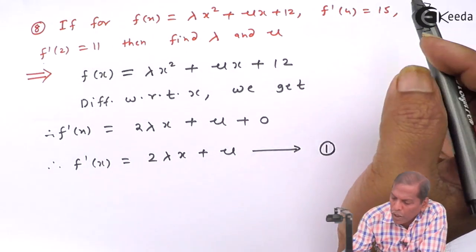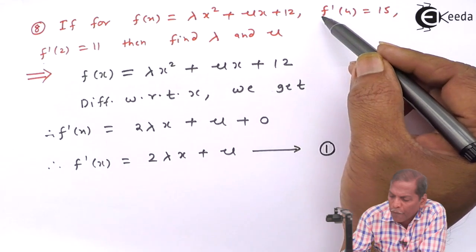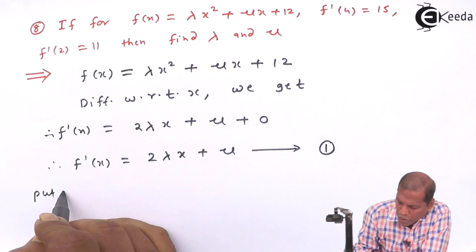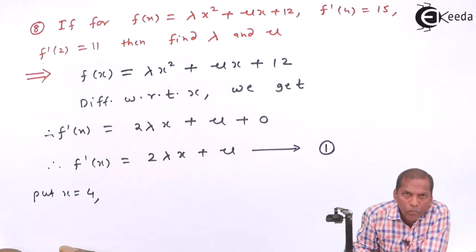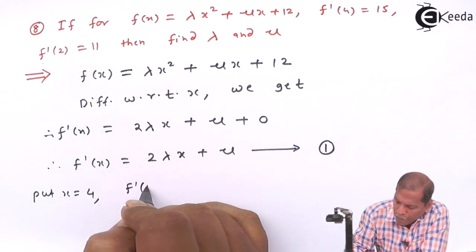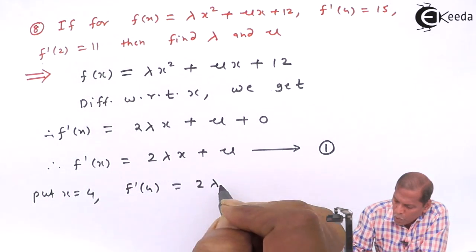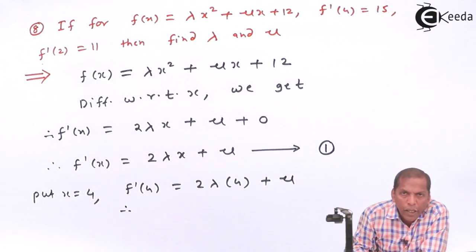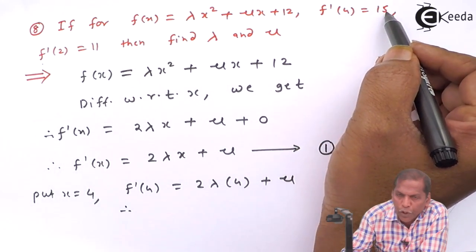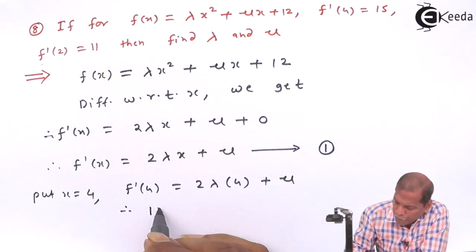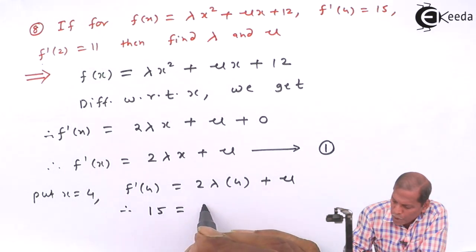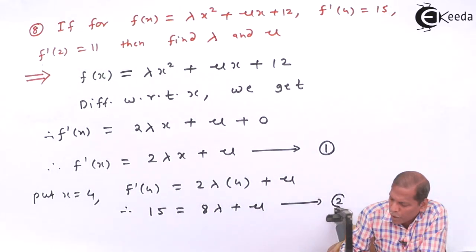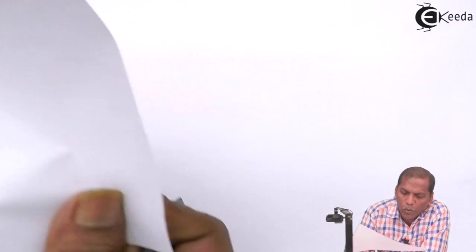Now in the question we have been given that f'(4) = 15. So put x = 4. We get f'(4) = 2λ into 4 plus μ. The next step will be, for f'(4) we substitute 15. So 15 = 2 fours are 8λ plus μ. Let us denote this as equation number 2.